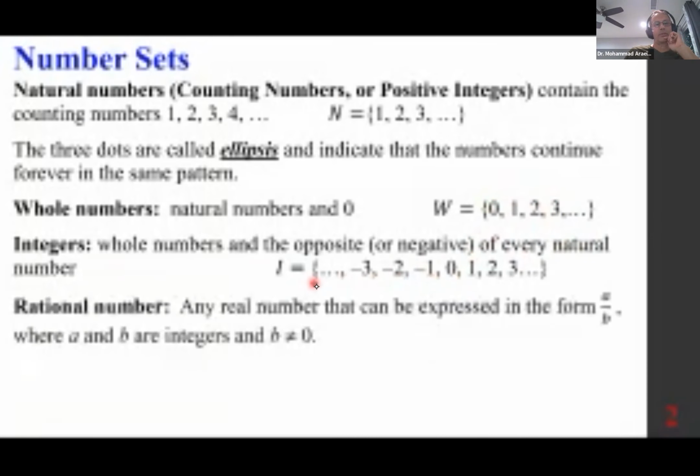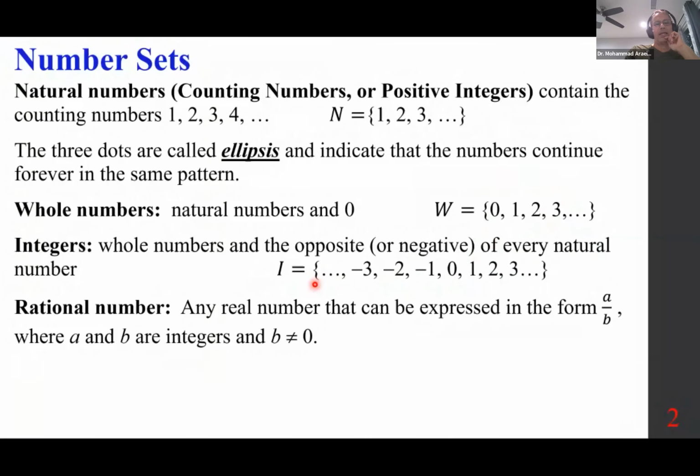Rational number. Any real number that can be expressed in the form of a over b, where a and b are both integers, and that's really the key. The top and the bottom must both be integers. That's called a rational number. That's the definition of a rational number.